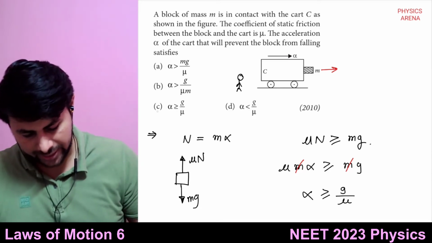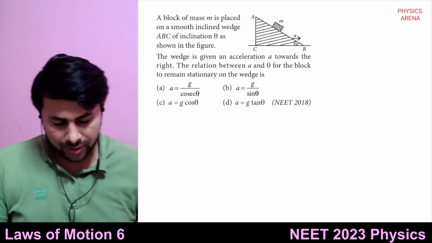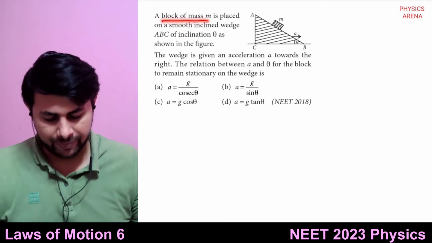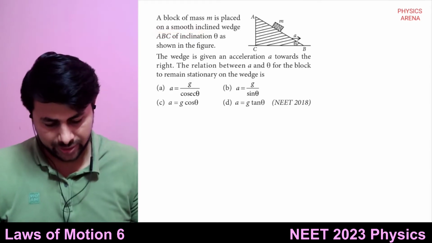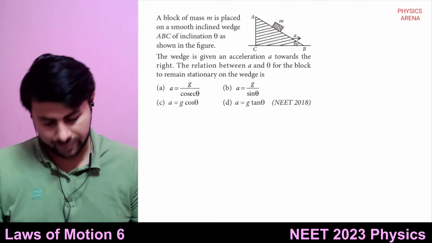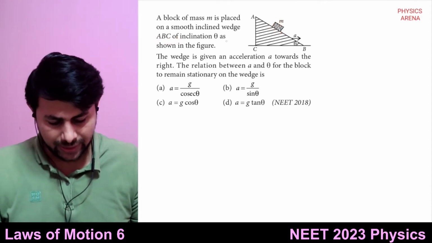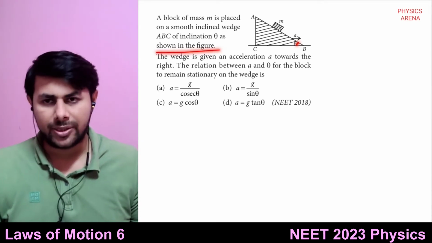Option C is the answer. So is it clear? So let's see this next question. A block of mass m is placed on a smooth inclined wedge. So this is that smooth inclined wedge, and this block is kept here. ABC of inclination theta. Okay, inclination is theta, as shown in the figure.